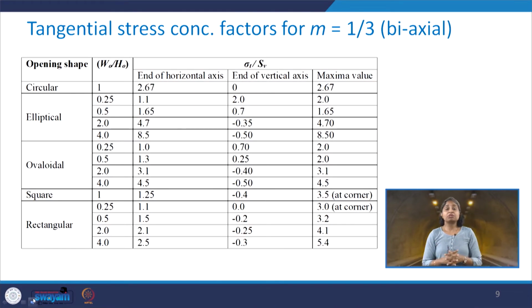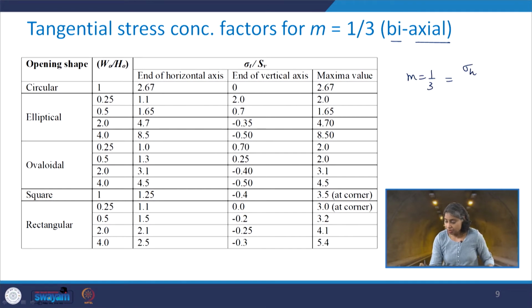Now coming to the next state of stress, that is biaxial. When I say biaxial, that means you have applied stresses in the horizontal as well as in the vertical direction. So here we took a typical value of m as 1 by 3, which is equal to sigma h upon sigma v, and this gives sigma h equal to 1 by 3 sigma v.